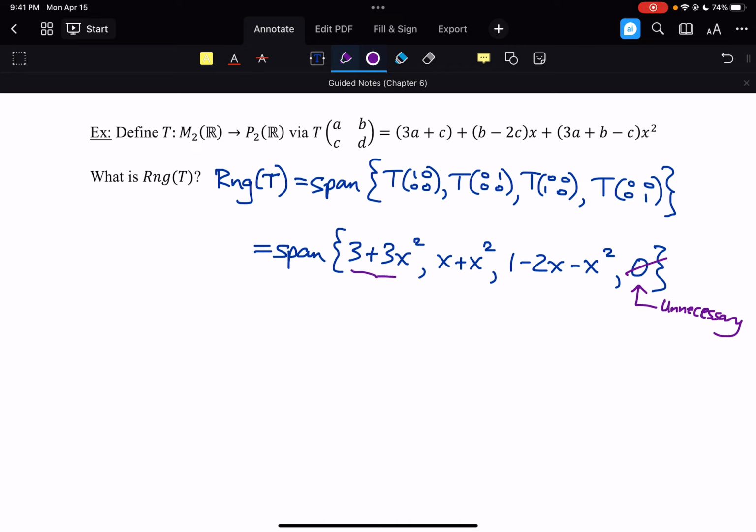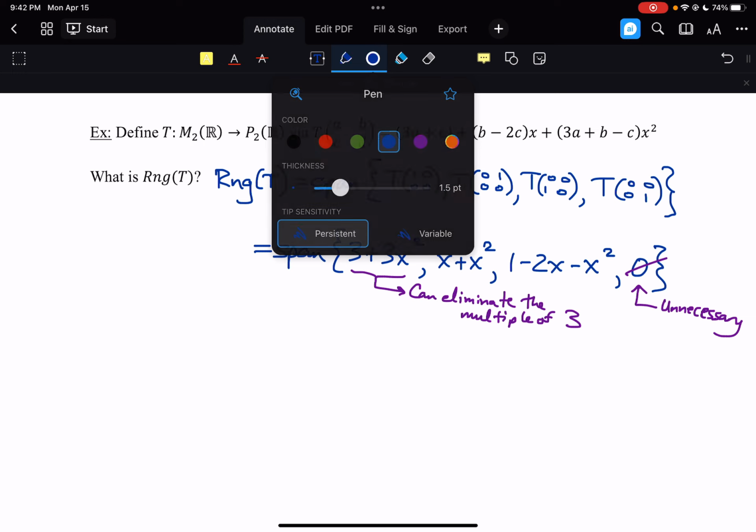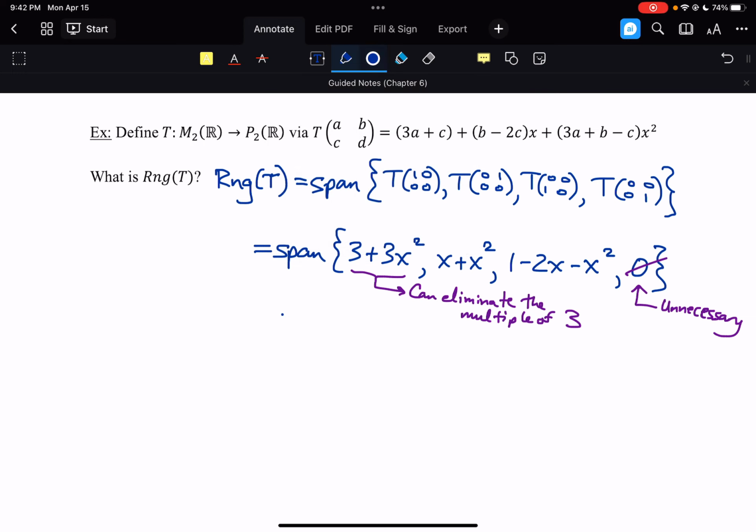And then the other thing to take note of, this first one here: instead of using 3 plus 3x squared, we can eliminate the multiple of 3. Instead of 3 plus 3x squared, we can just use 1 plus x squared because they cover the same thing and it's just multiplied by a constant. So 1 plus x squared, x plus x squared, and 1 minus 2x minus x squared.